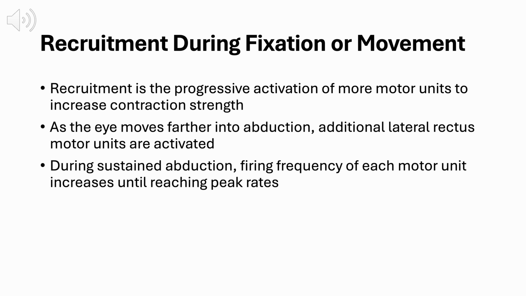This slide explains how extraocular muscles generate stronger contractions during eye movement and fixation. Recruitment refers to the progressive activation of additional motor units to increase contraction strength. Rather than relying on a single motor unit, the muscle brings more units online as more force is needed. As the eye moves farther into abduction, additional lateral rectus motor units are recruited. Each newly activated motor unit adds to the total pulling force, allowing the eye to continue moving smoothly toward the target position.